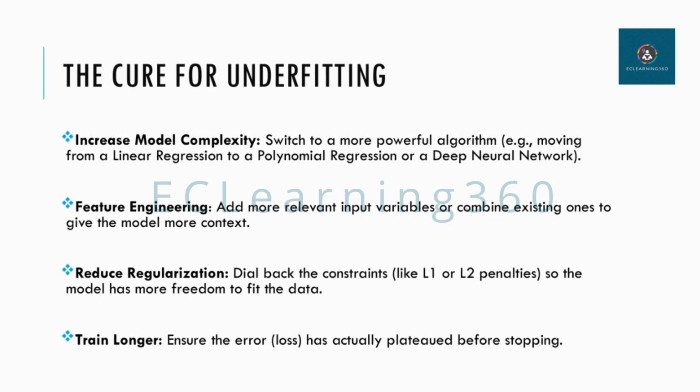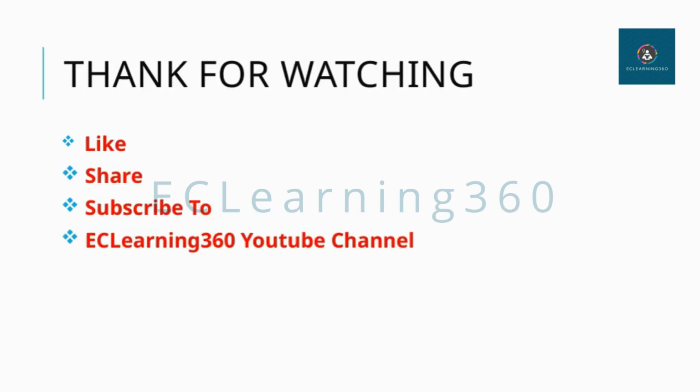And finally, training longer is often overlooked, but very important. We want to make sure that the error or loss has actually plateaued before we stop training. If we stop too early, the model might still have room to improve and better fit the data. Altogether, these steps form a comprehensive approach to curing underfitting and making our models more accurate and reliable.